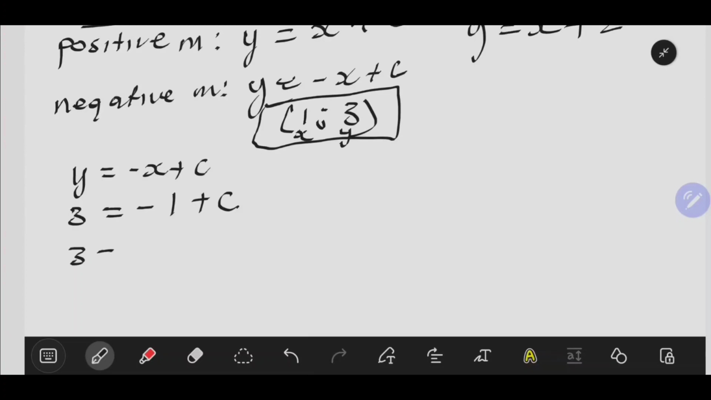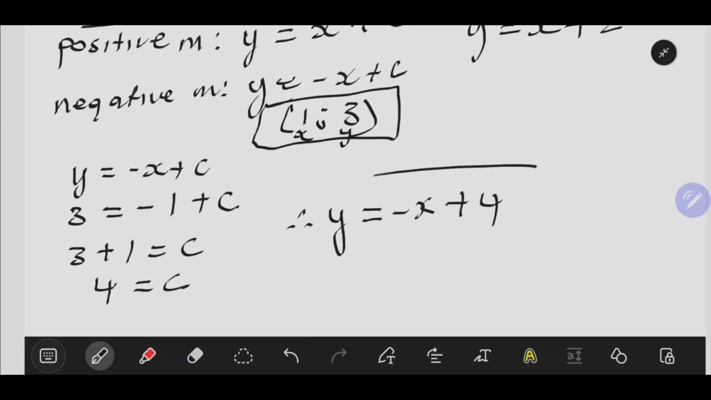It means we have 3 plus 1, which is equal to c. Then 4 is equal to c. So the value of c is 4. Then we bring back the value of c to the original formula. Therefore, our equation now becomes y equals minus x plus 4. So this is our equation of the axis of symmetry. This is how we can find it.